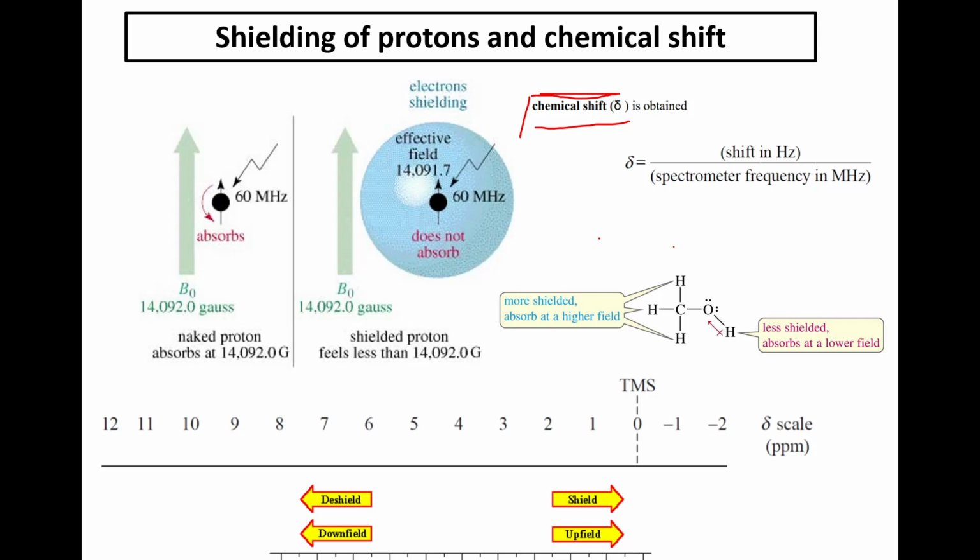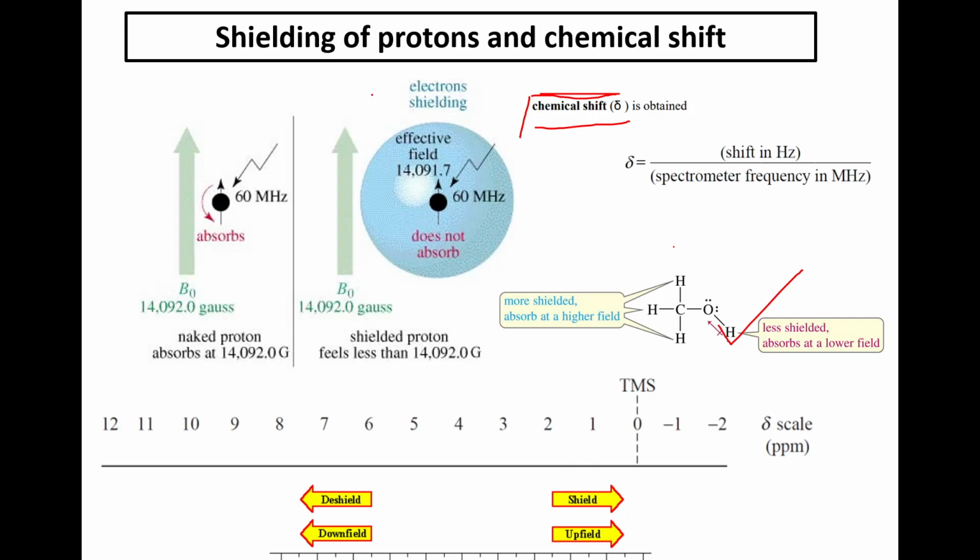all those protons which are becoming more shielded will have an upfield shift, or a shift towards zero. Whereas for those which are more deshielded, like these protons which are associated with more electronegative elements, their chemical shifts will be greater, as compared to those which are shielded by these electrons.